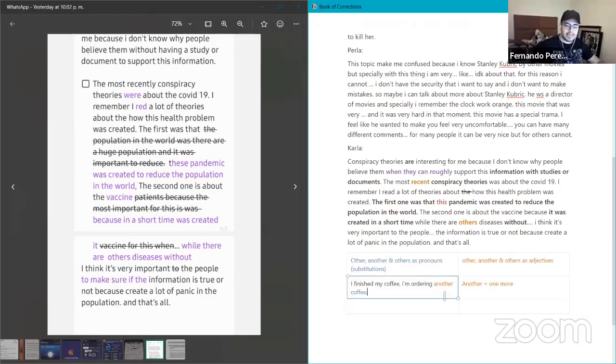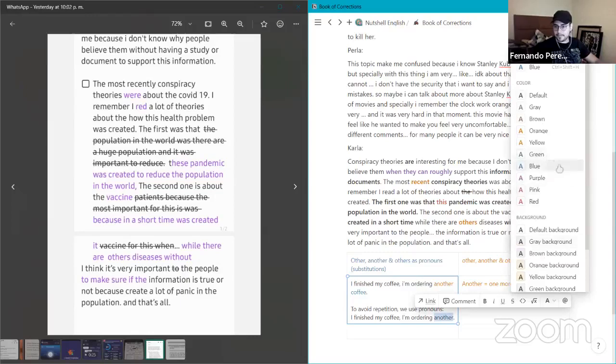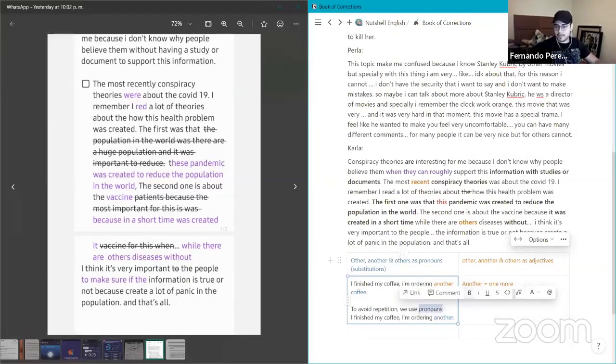But if I want to speak implicitly, because I repeated the word coffee, if I want to avoid repetition, we use pronouns. So we have: I finished my coffee, and I'm ordering another. In this case, another is color blue. This is a substitution. Pronoun.